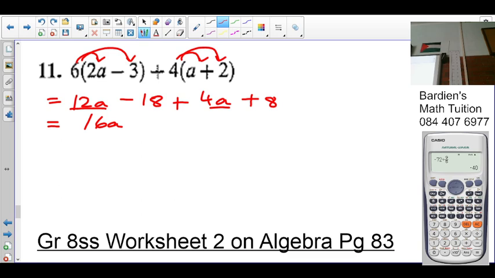Okay, between 18 and 8, which one is bigger of the numbers? 18. So the answer must be negative. 18 minus 8? 10. Okay, you guys understand?